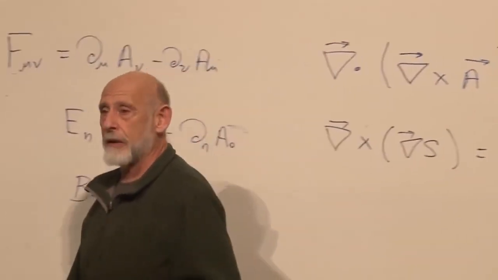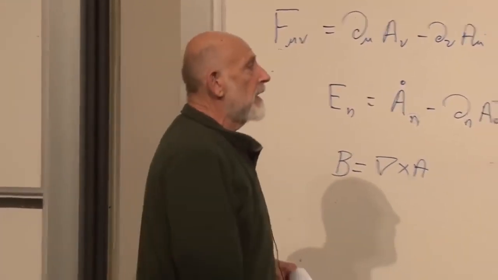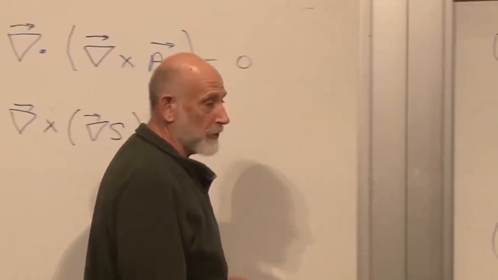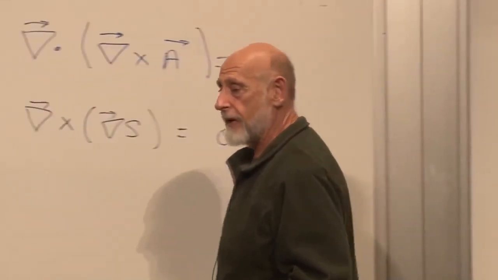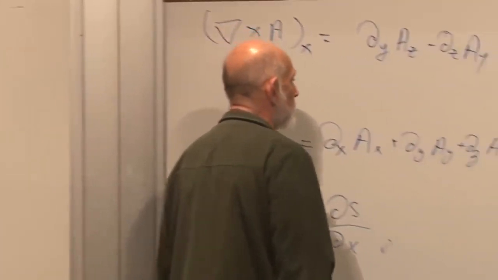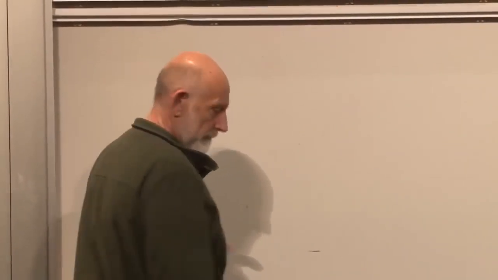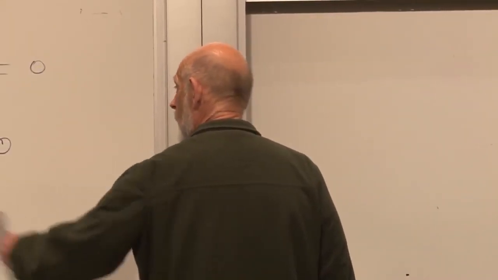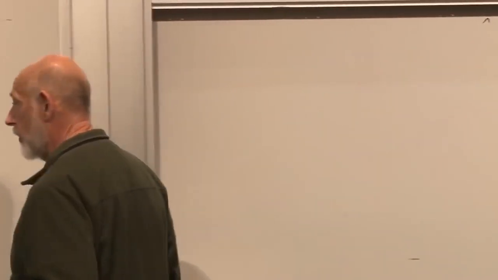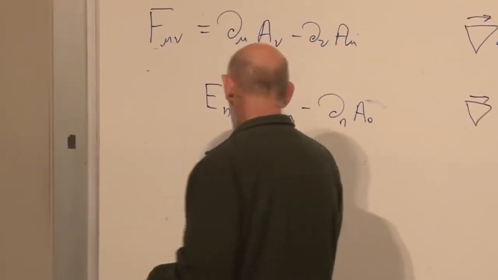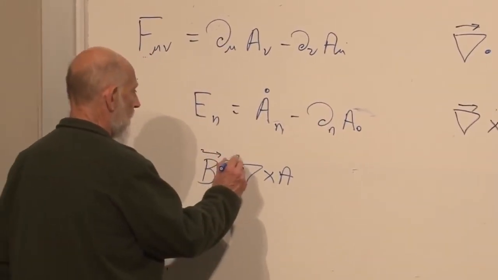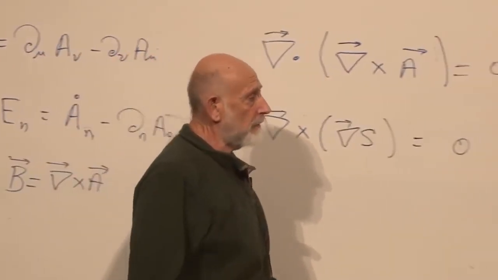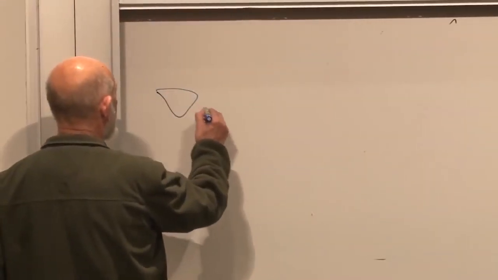Okay, these 2 identities are enough to prove half of Maxwell's equations without doing anything else. In other words, they follow from definitions. Let's begin with the magnetic field, which is the curl of A. And let's take the divergence of the magnetic field, del dot B.